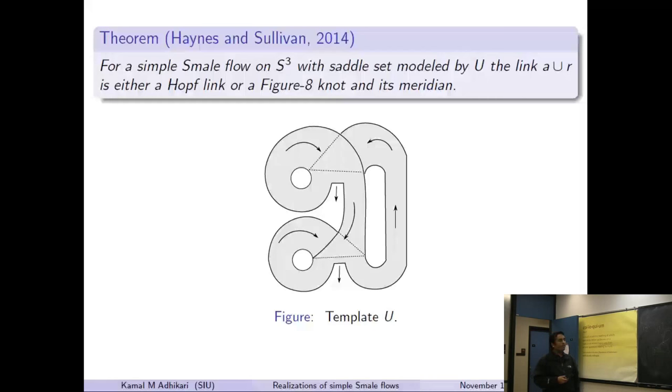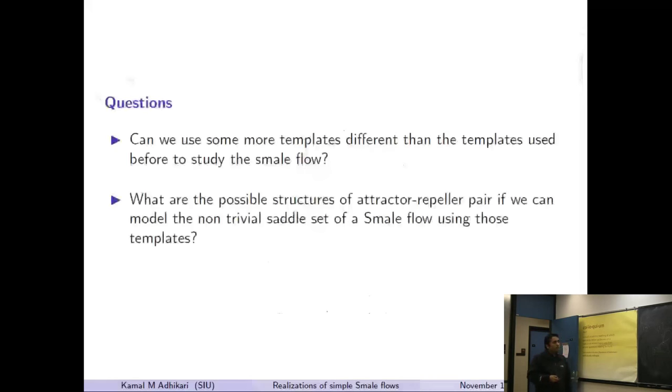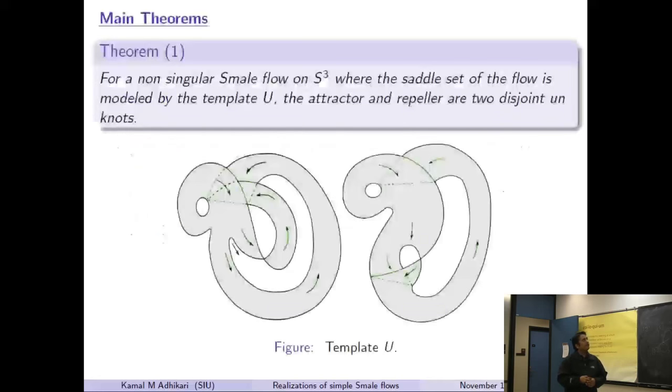Then a sudden question comes to our mind: can we use some more templates to study Sullivan's method? And if we can, what are the possible structures of attractor and repeller pair? Then we came up with the following theorems.